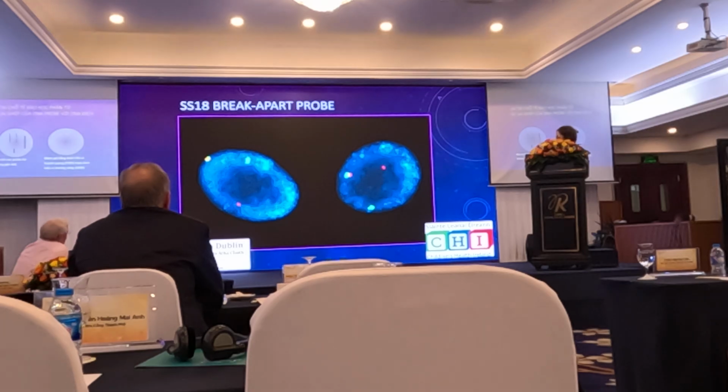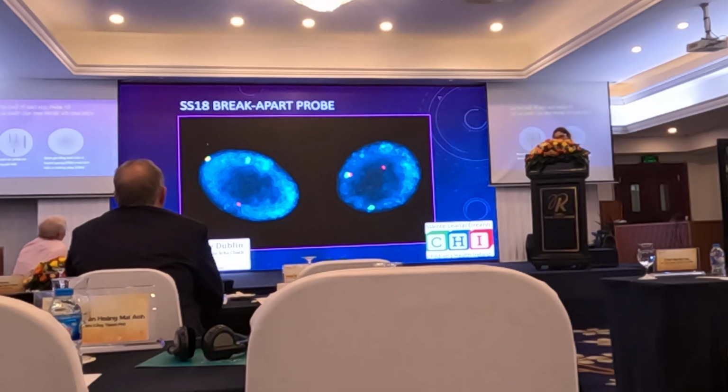This is what the interphase FISH will look like. So here we don't need to culture the cells, we simply dab the tumor cells onto the glass slide. And again, we're looking at a particular rearrangement. In this case, it's SS18, SSX rearrangement.